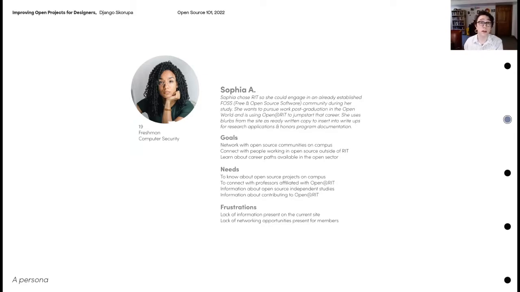There was also one made for professors who interact with our website because they had significantly different needs, wants, goals, frustrations, etc. Right? So with those two in mind, this is Sophia. She chose RIT so she could engage in an already established free and open source software community during her study. She wants to pursue work post-graduation in the open world and is using Open at RIT to jumpstart that career. Right? All of these things were pieces that people spoke to me about.